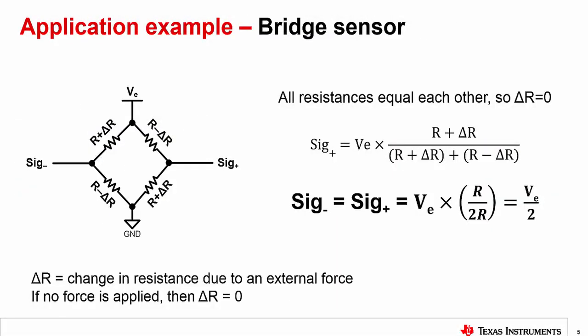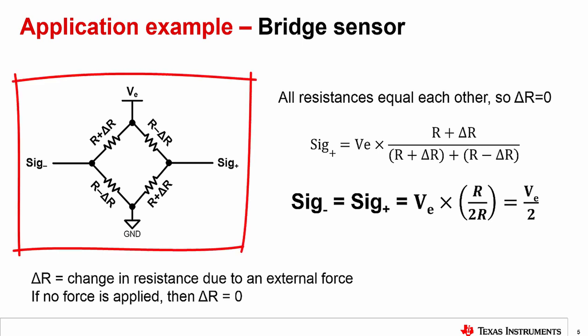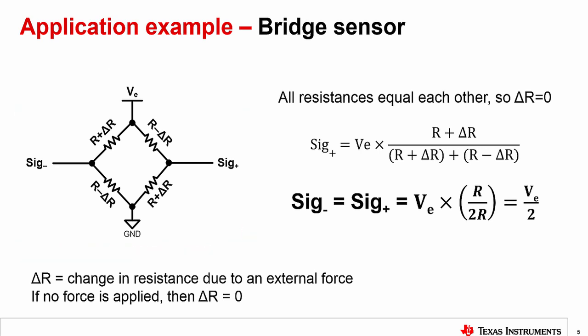Let's now consider a sensor which converts a physical phenomenon, like temperature or pressure, into resistance. We can convert this change in resistance to a measurable voltage using a bridge sensor. This bridge sensor is commonly referred to as a Wheatstone or resistive bridge because all the legs are resistive elements which are used to conduct force and pressure measurements. The resistance of the legs change in response to a mechanical strain. When an excitation voltage, VE, is applied to the bridge, and all resistances are equal between VE and ground, by basic resistive division, the voltage at sig minus and sig plus equals half the excitation voltage.